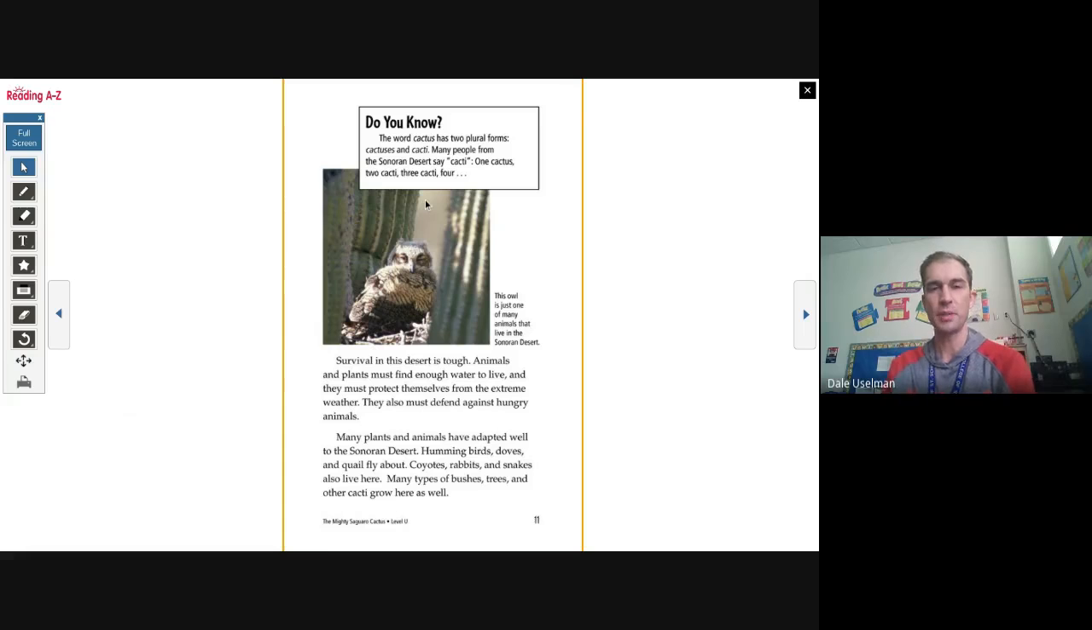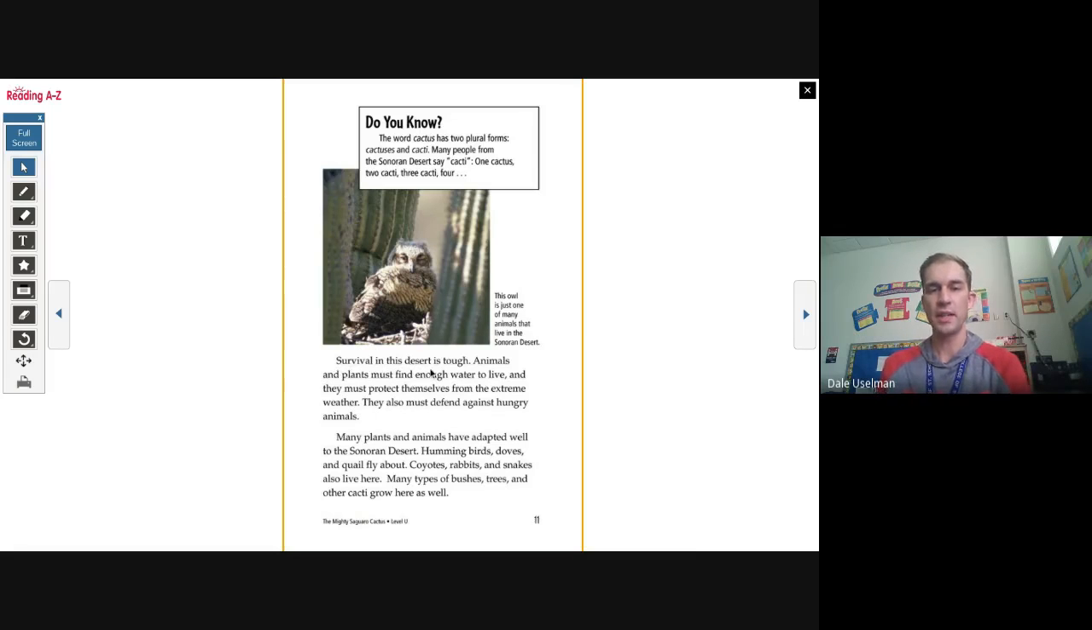Last page of the chapter. Do you know? The word cactus has 2 plural forms, cactuses and cacti. Many people from the Sonoran Desert say cacti, 1 cactus, 2 cacti, 3 cacti, 4. And this picture here says, this owl is just one of many animals that live in the Sonoran Desert.